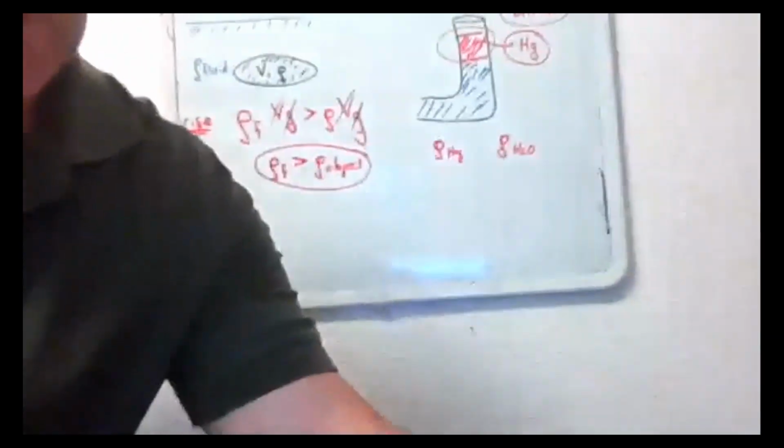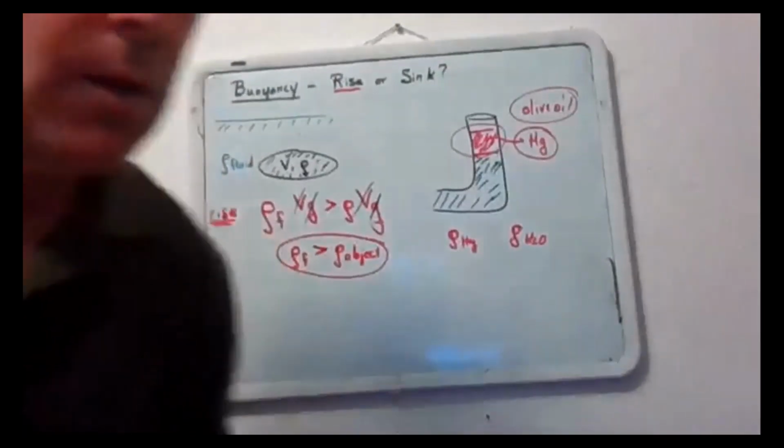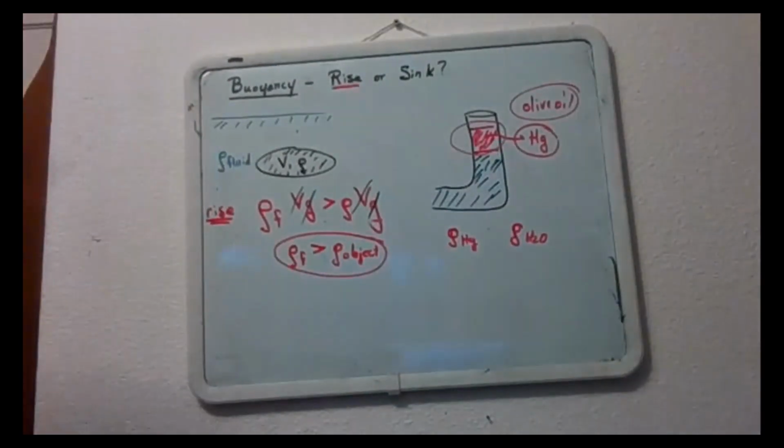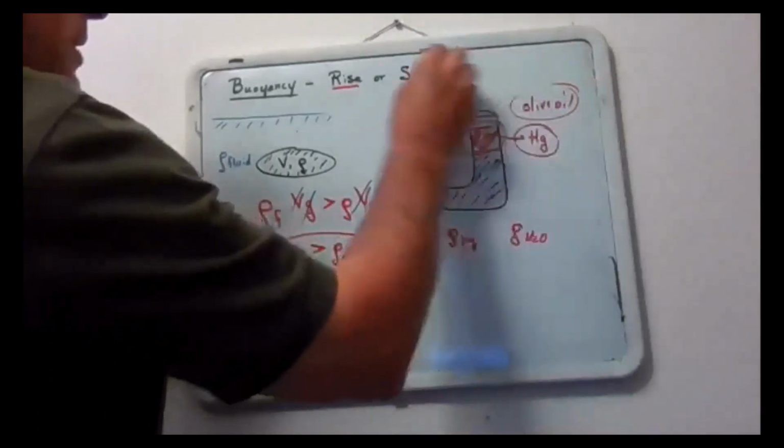One more type of example that you can do. All right. What we did last time. So a quick example on this. So this is more on buoyancy. Okay.